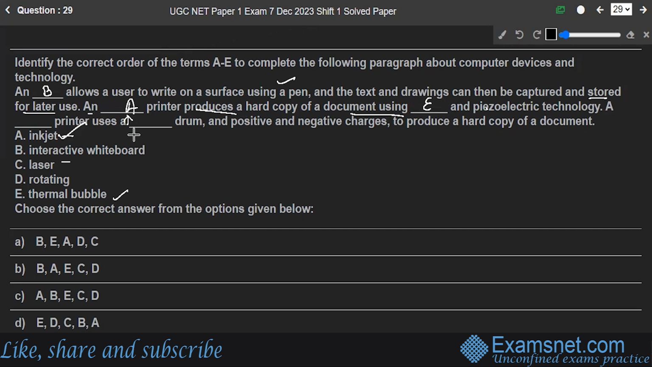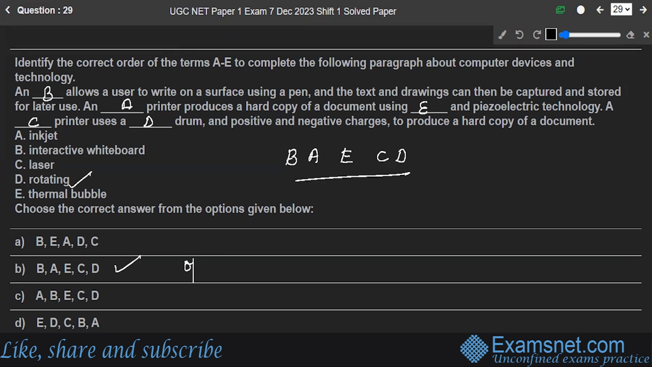Dash printer uses a drum. Yes, of course, this is an inkjet. This is a laser printer, because laser printer uses a drum and the positive negative charges, this is the technology for the laser printer to produce hard copy of the document. So here you have, here is a laser printer. This was B, this was A, and here was your E. Here is your C. And a laser printer uses a dash drum, a rotating drum. So here you have D. So the correct sequence B, A, E, C, and D. This is B option. This is the right answer to the question. Hope you understood this. Let's move to the next question.